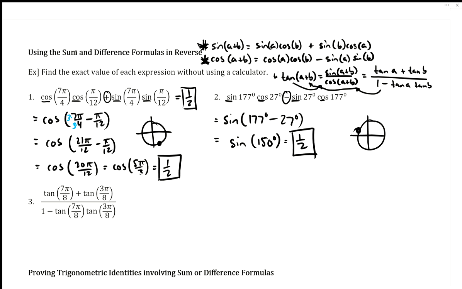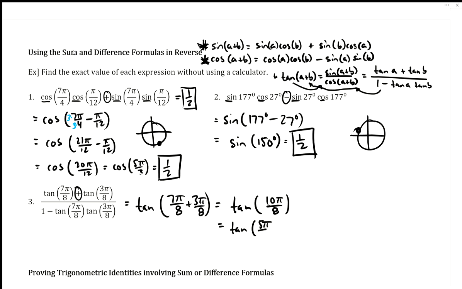Let's see number 3. This is what I mean. I see I've got a bunch of tangents going on. I focus on this plus up here and think it's just those two angles getting added together, the 7π/8 plus 3π/8. From here, I can simplify by adding those two fractions, so 10π/8, and then simplify again, tangent of 5π/4. Then we say, oh yeah, that's on the unit circle. It would give us 1. That's how I deal with tangent. I just think like that.